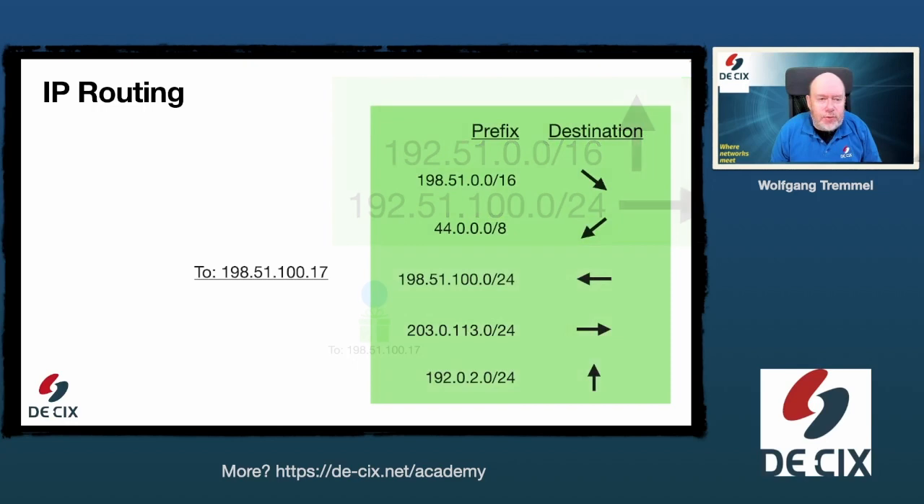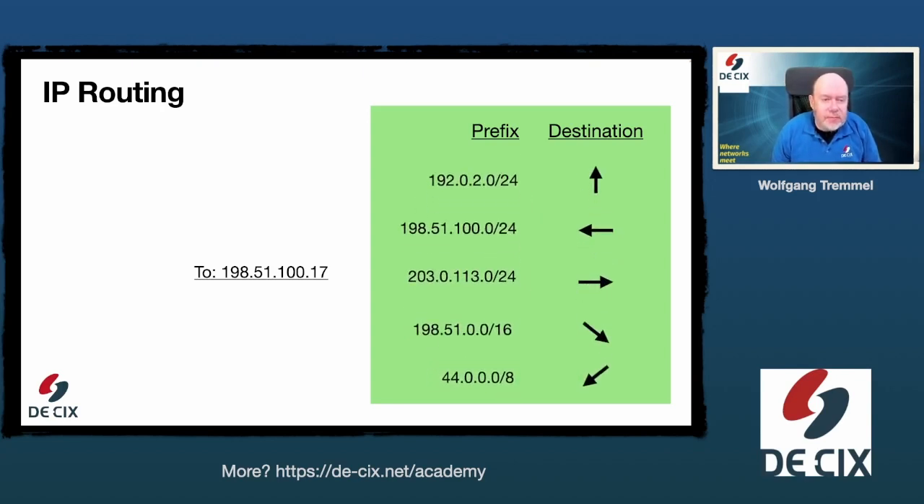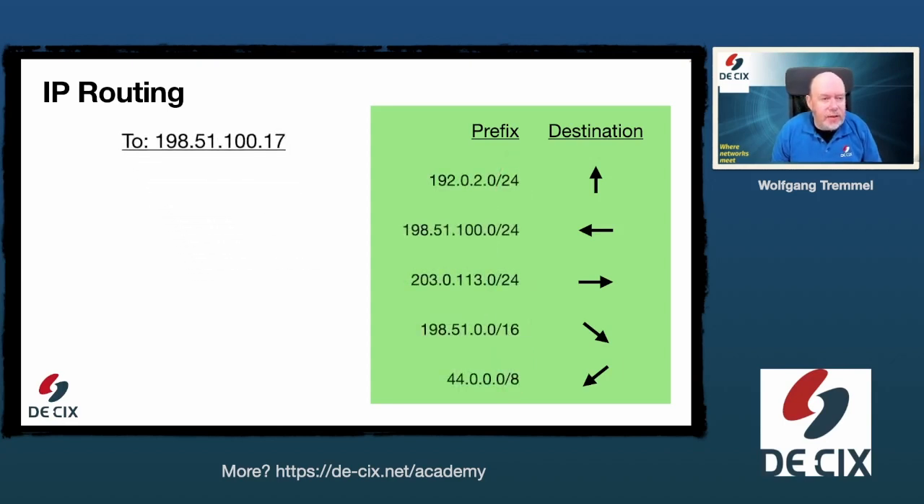And the routing table, of course, doesn't just contain two entries, it contains a lot of entries. And how does it work in practice? Well, simple. We just sort the routing table by prefix size. Let's just do that. And then we try to match the destination address of our IP packet to the routing table. We check that entry by entry.